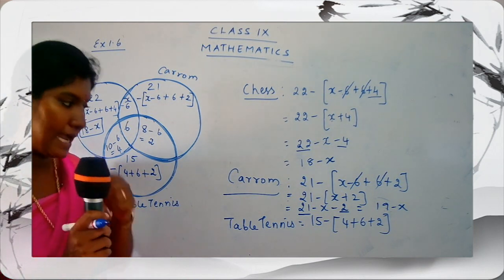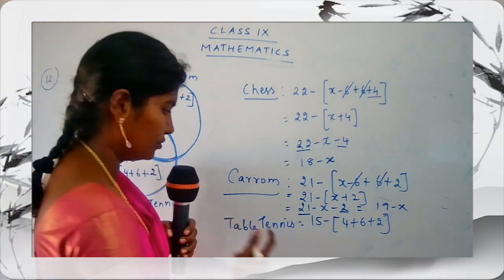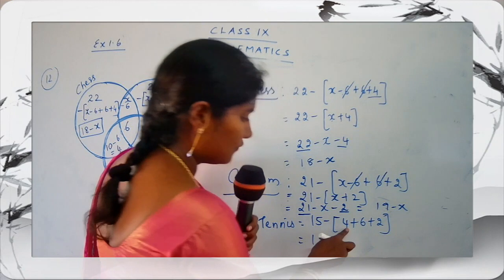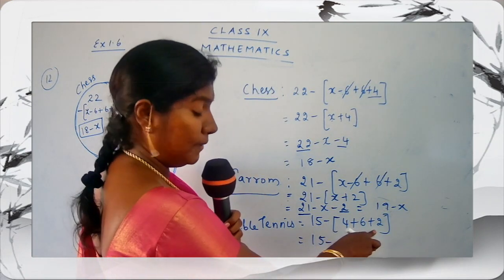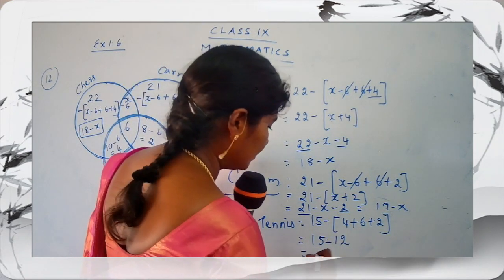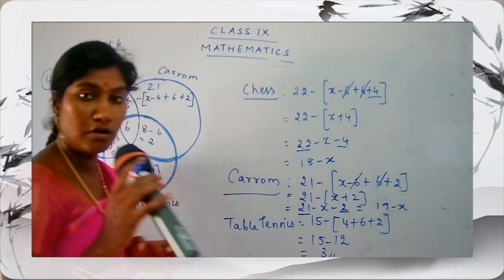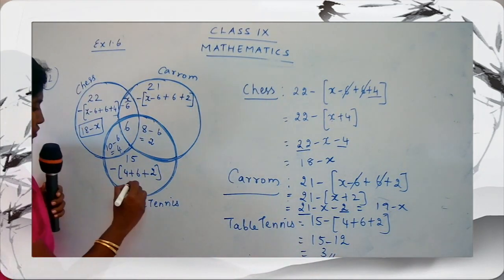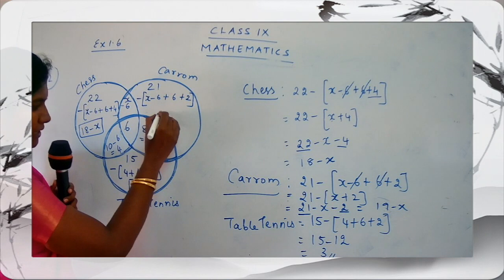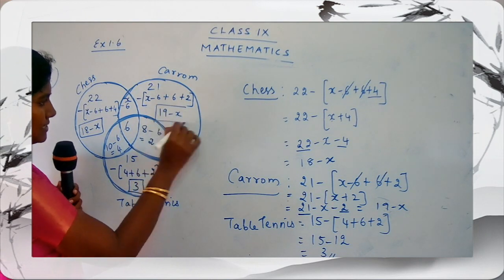It's 15 minus 4 plus 6 plus 2. So 15 minus 4 plus 6, 10. 10 plus 2, 12. So 15 minus 12 is 3. So I found the answer for table tennis. So just write down the answer here, 3. Write down the answer here, 19 minus x.